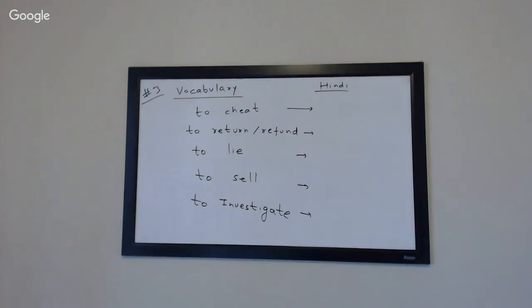Okay, so the first one is to cheat, and then to return or to refund something. Third one is to lie, when you tell a lie to someone. Fourth one is to sell, and the fifth one is to investigate. Give it a try, all of you. Okay, so to cheat in Hindi is dhoka dena.